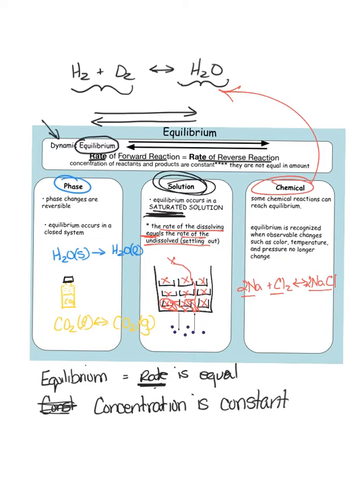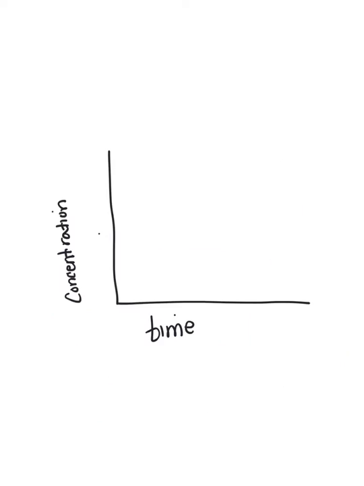Okay, so that's equilibrium in a nutshell. What you have to remember are these 2 things. Equilibrium: rate is equal, concentration is constant. I'm going to show you a quick little graph on the next slide. Okay, so this graph should look familiar to you because it's what we did in the lab last week.